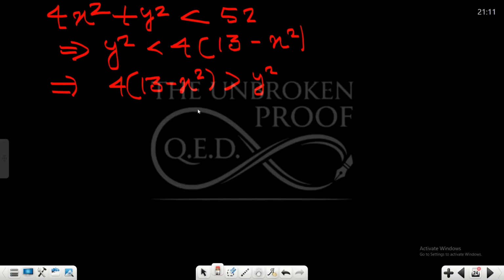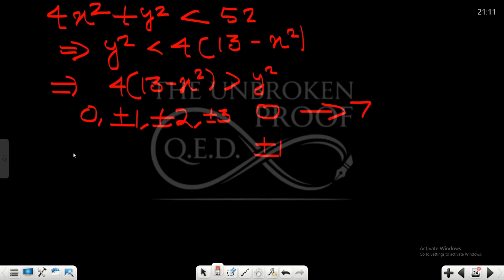Okay, now if I take y square as, let's say, 0, then the possible values of x are 0, plus minus 1, because here you will get 52 if you put x as 0. If you put x as plus minus 1, you will get 48, and if you put plus minus 2, 13 minus 4 is 9, 9 into 4, 36, possible. If you put plus minus 3, 13 minus 9 is 4, 4 fours are 16, and if you put plus minus 4, you will get negative. So here the number of cases is 7.